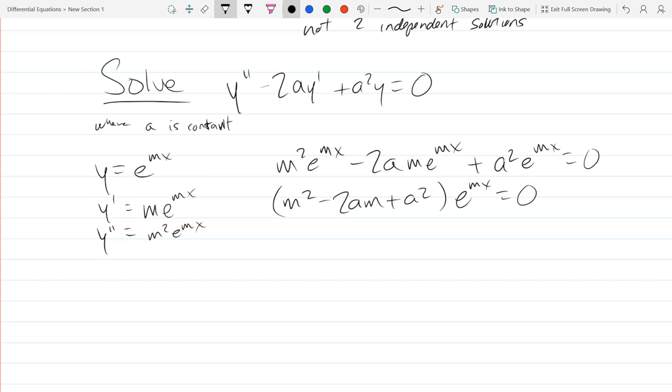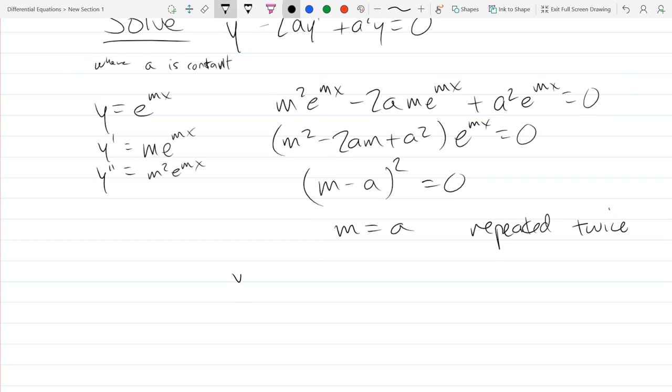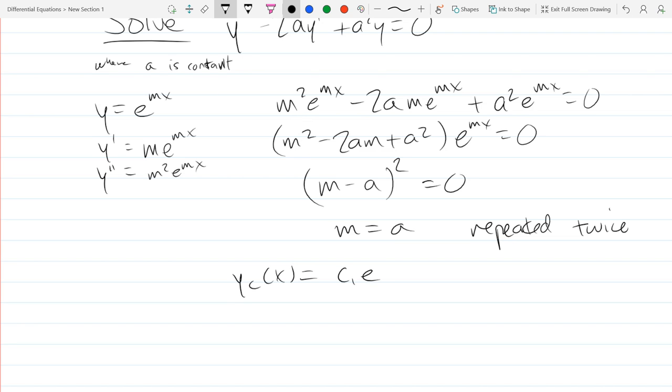So who's got the factoring skills? It should be m minus a, squared. There was a little hint that we're going to have repeated roots as well, so you could sort of expect that there'll be something squared. So that is 0, m equals a repeated twice. So we saw if I just go naively, y(x) equals c1 e^(ax) plus c2 e^(ax), that's really just one solution. It's not really two independent solutions. All I did was replace m by a.